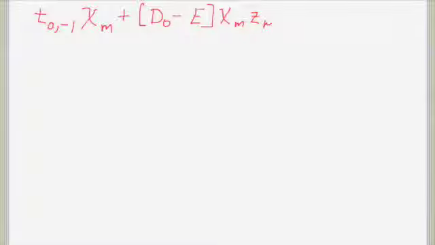So we multiply through by Zm, and we get T0,-1 chi_m plus (D0 minus E) chi_m Zm plus T01 chi_m Zm squared equals 0. All I did was multiply through the whole thing.